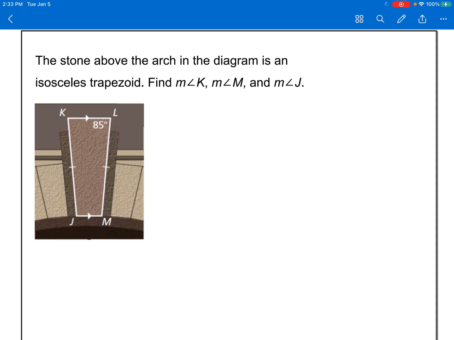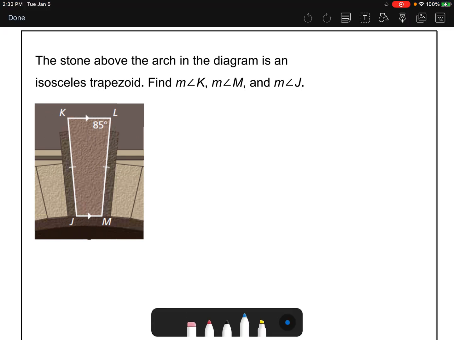Well, this is an isosceles trapezoid because we have one pair of parallel sides and we have one pair of congruent sides. The legs are congruent and KL and JM are parallel. So angle L is 85, so the base angles would have to be equal. Angle K would be 85 degrees. Now, what would angle J and angle M be?